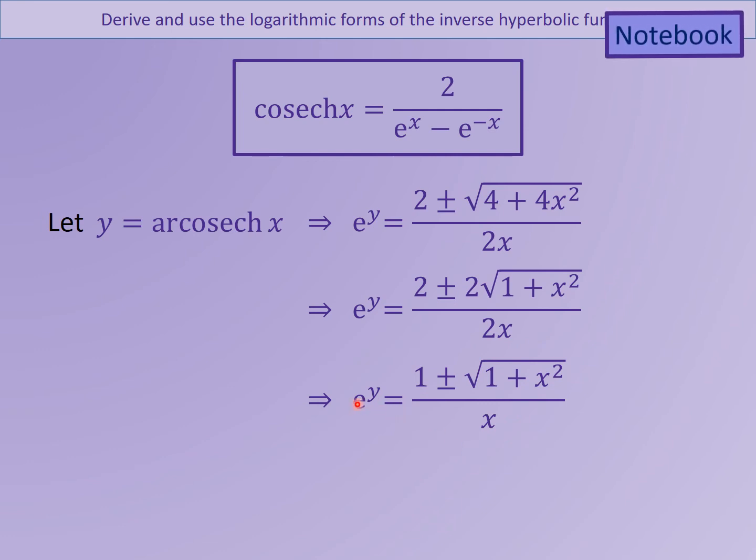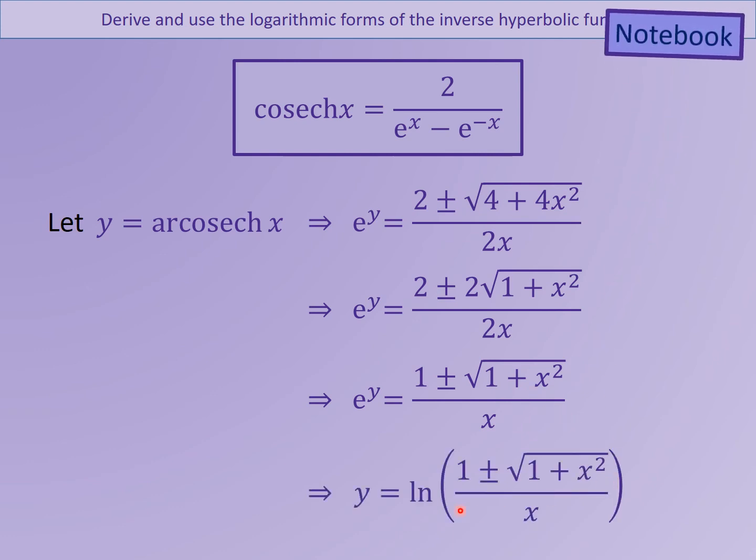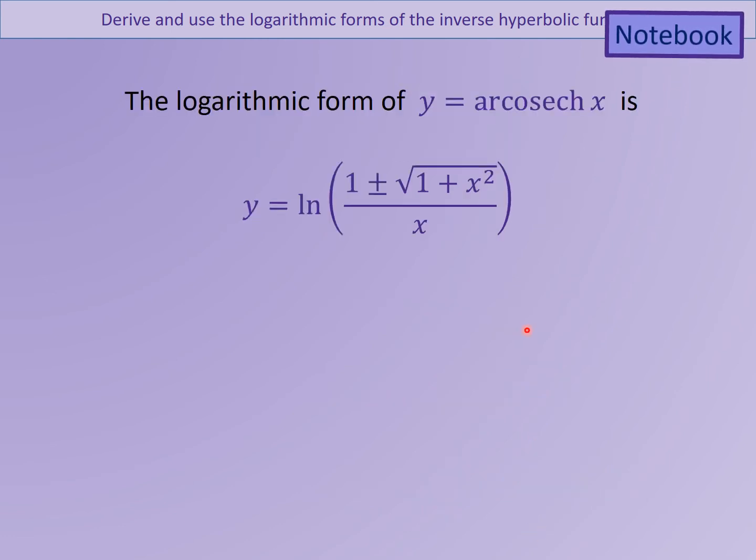So now I can consider taking the e over to make a ln. I also notice here the sorts of values that can actually work. 1 plus x squared. Okay, it's fine. So I'll get y equals ln plus or minus the square root of 1 plus x squared over x. And there's the answer to the logarithmic form for y equals arcosech x.